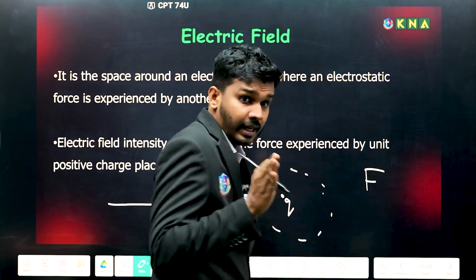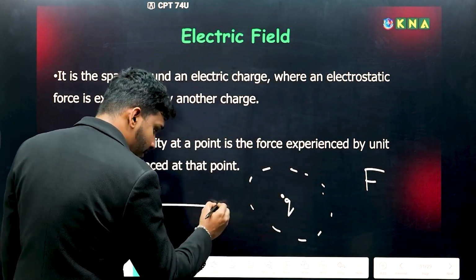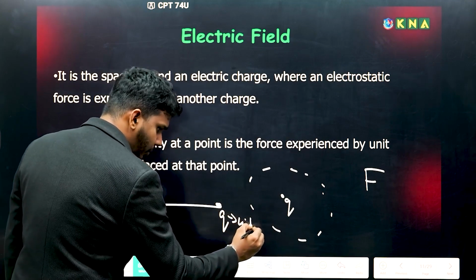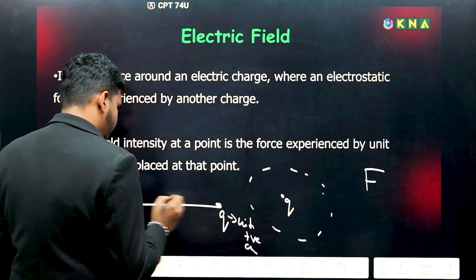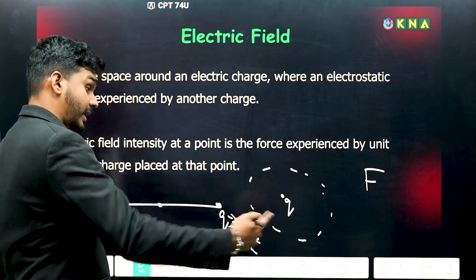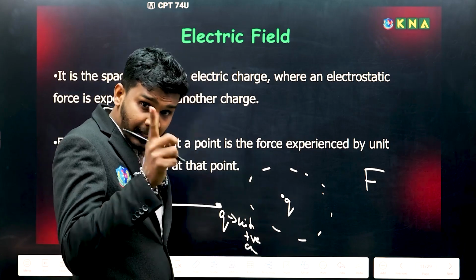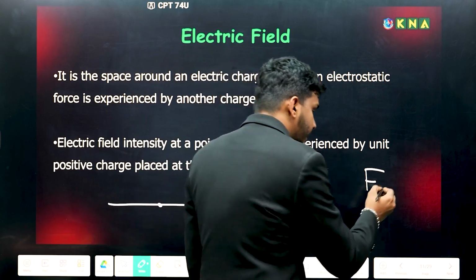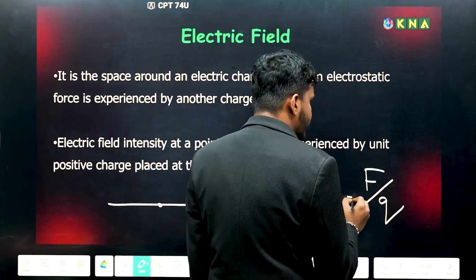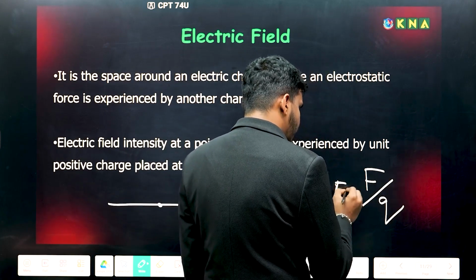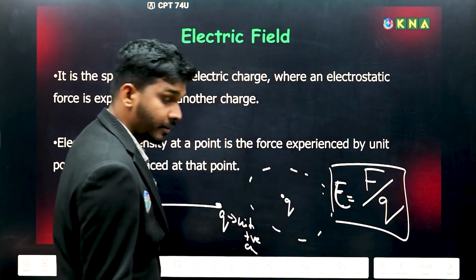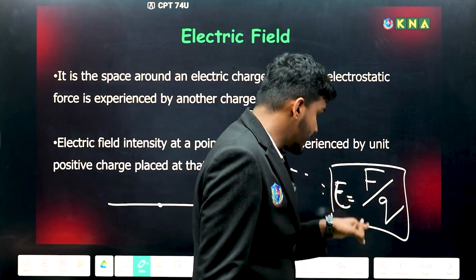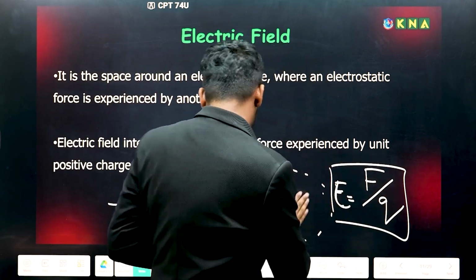Electric field intensity is force. That force is produced by a unit positive charge, that is, a charge of 1 unit. That force per unit positive charge is called the electric field. So electric field is force per charge. What is electric field? Electric field is the force produced by a unit positive charge.